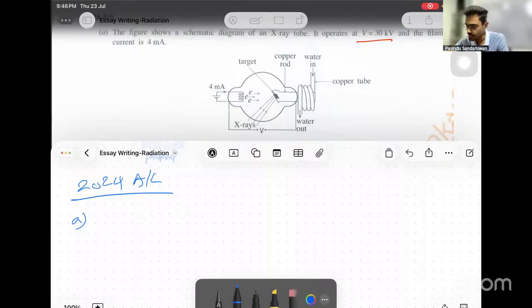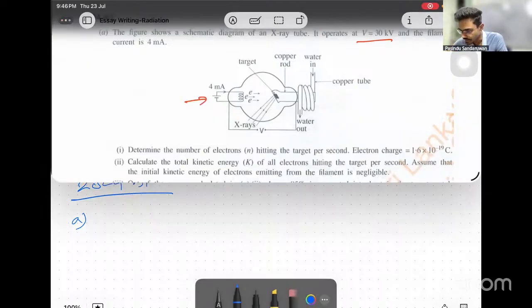So what happens is, due to this battery, a current circulates through this filament. Then a high voltage supply is given between the anode and cathode, right? This is called the anode, that is the target, and this is called the cathode. Cathode is the filament. Because of that high voltage supply, electrons passing this filament are ejected from the wire and attracted towards this side. They gain a very high acceleration, and travel towards this target.